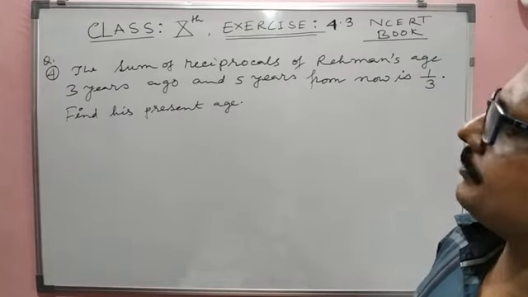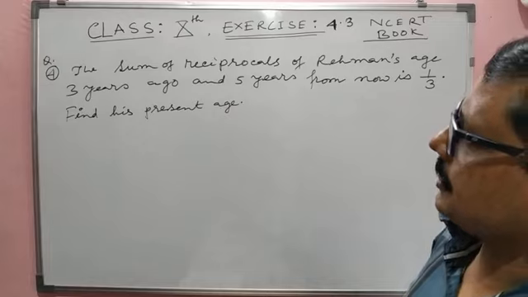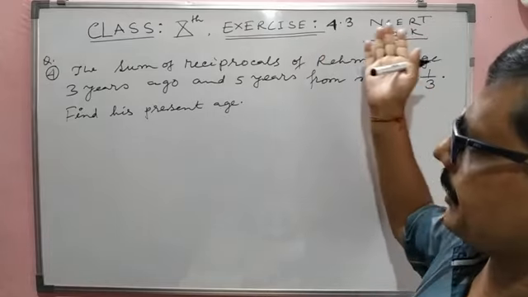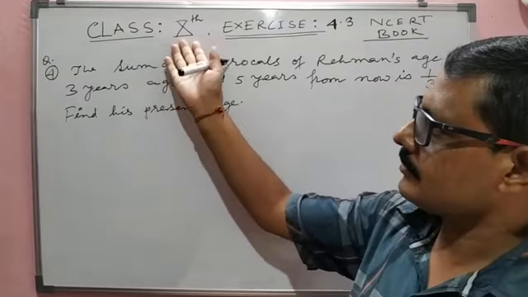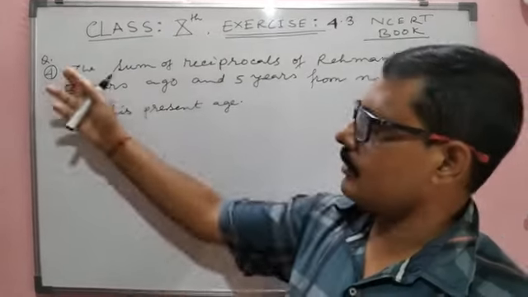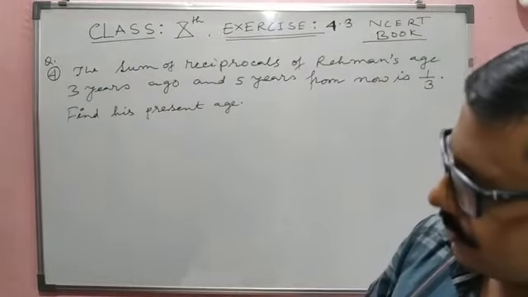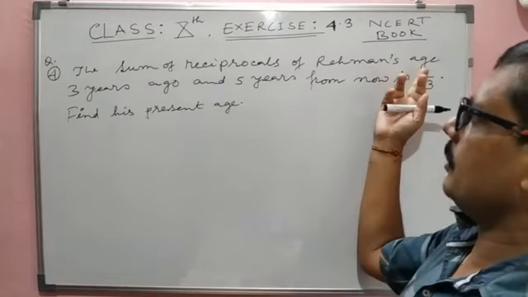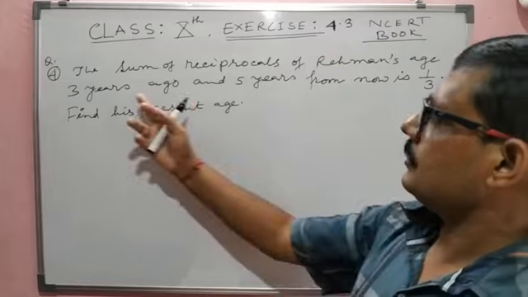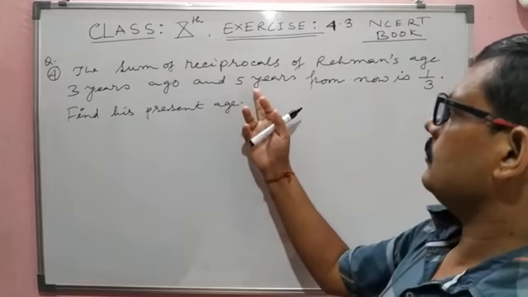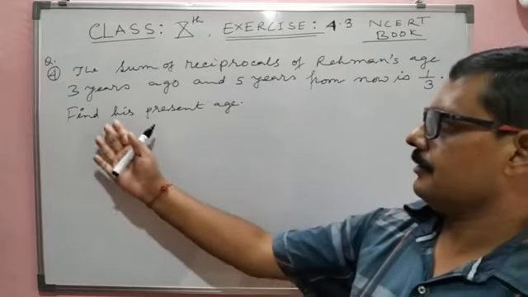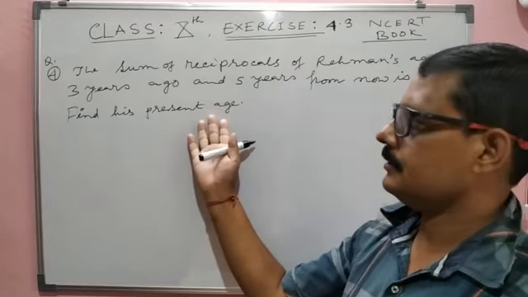Today we are going to discuss exercise 4.3 of NCERT textbook class 10th. Now question number 4. Question number 4 is: the sum of reciprocals of Rahman's age 3 years ago and 5 years from now is 1 by 3. Find his present age.